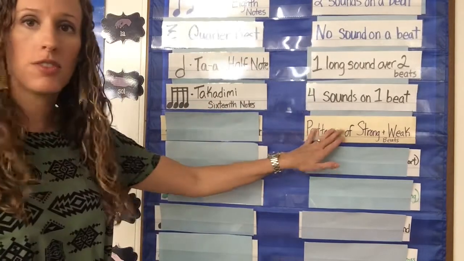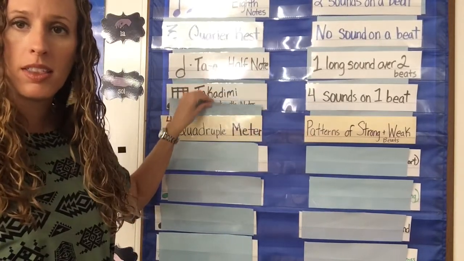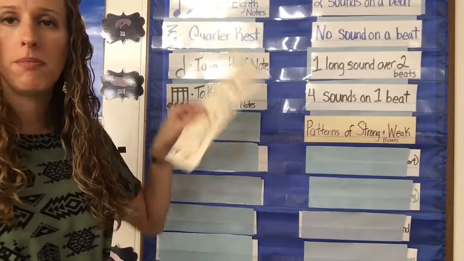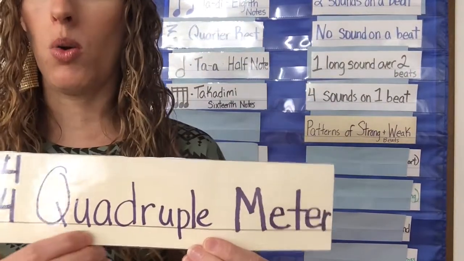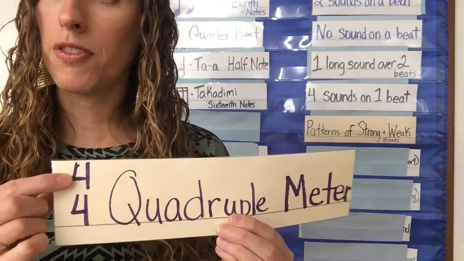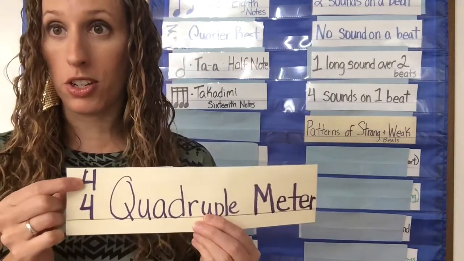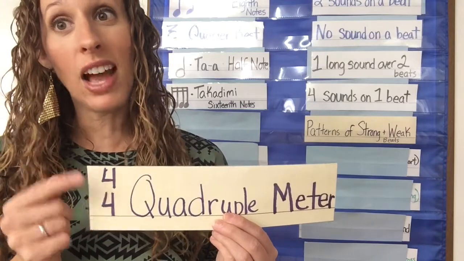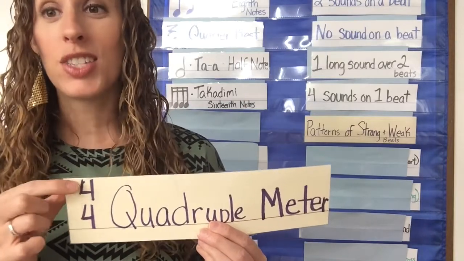Now here's what it looks like in the beginning of all the songs. So we have patterns of strong and weak beats. This is quadruple meter. It's a big word. Quadruple meter. Now we put the 4 on the top. The time signature now tells us how many beats are in the pattern. So now we have 4, 4.